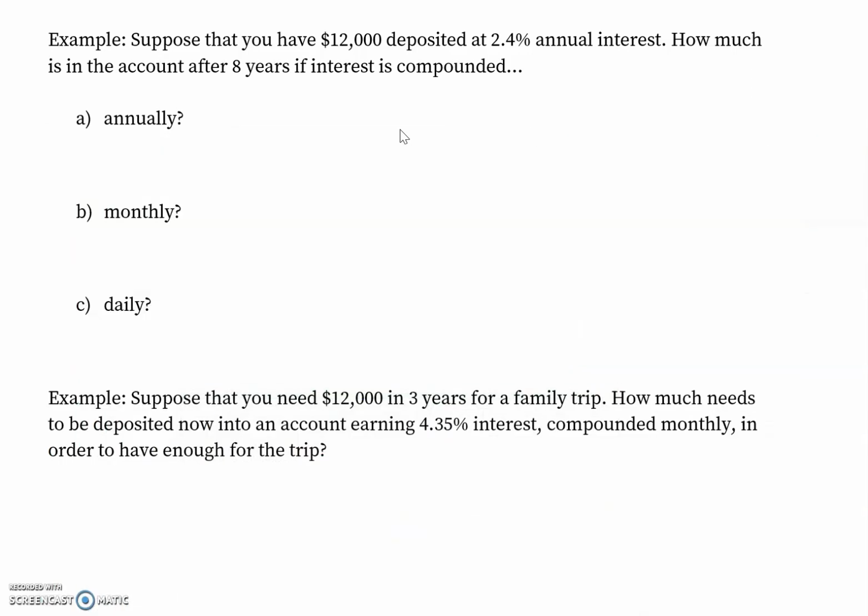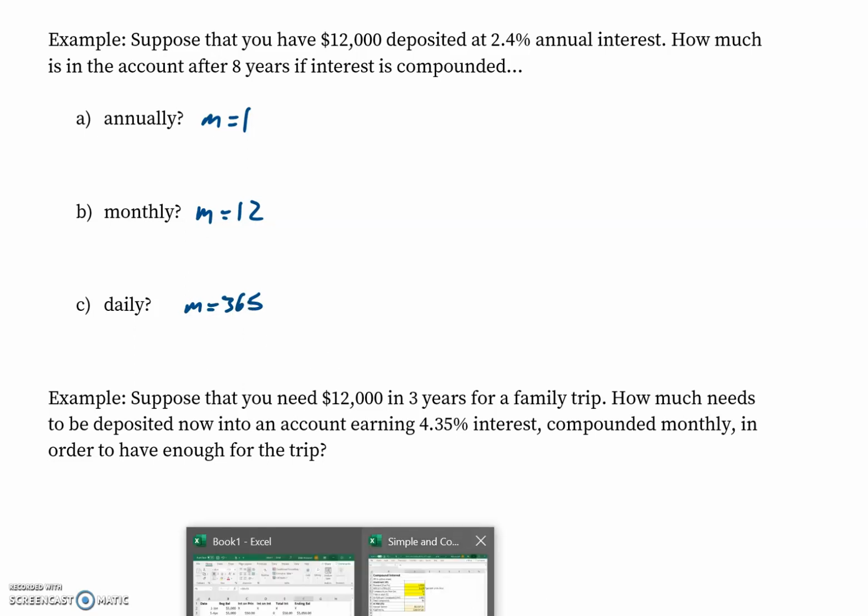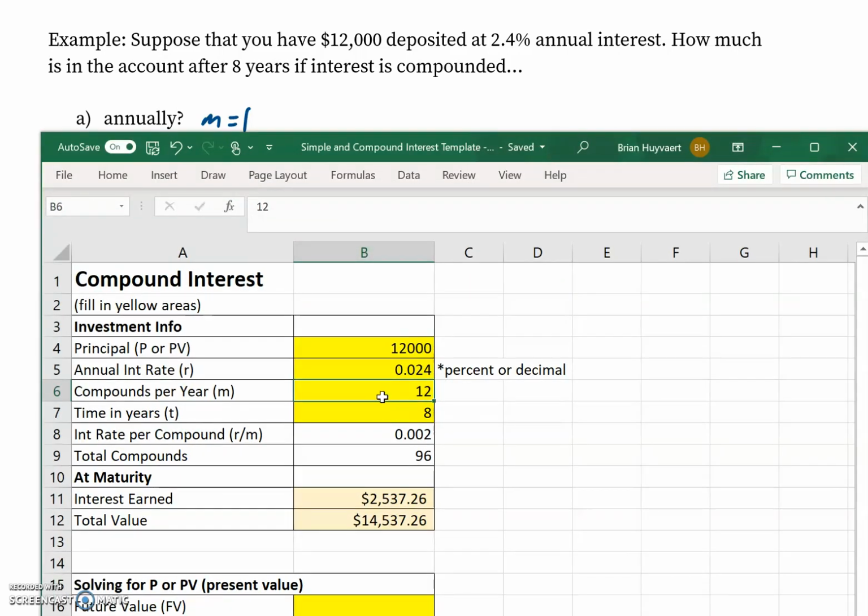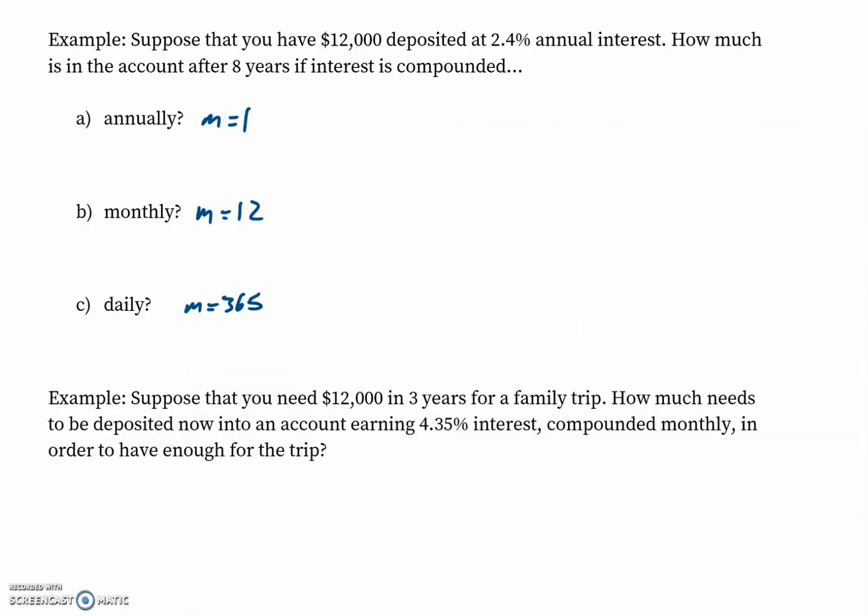So let's start with that. So compounding annually, that means M is 1. We just compound once at the end of every year. Monthly, M is 12. And daily, M is, let's call it 365, right? Some years are going to have 366, but let's just do 365. Okay, so we're just going to change these values. So we're going to say compounds per year. Here's the first one, 1. And we're finding how much is in the account. So we're looking for the very last value. 14,507.11 for the first one.